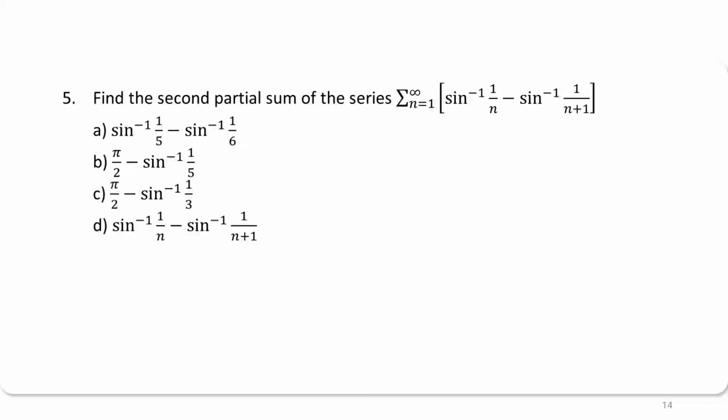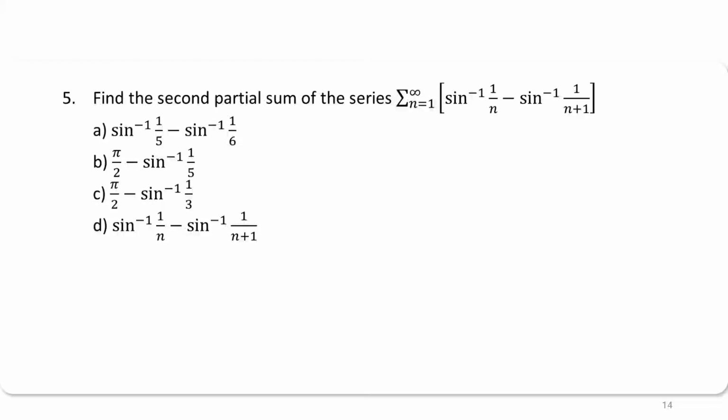Find the second partial sum of the series, summation n equal to 1 to infinity of sine inverse of 1 by n minus sine inverse of 1 by n plus 1. The first partial sum of the series is S1, and S1 is equal to U1. The second partial sum of the series is S2, and S2 is equal to U1 plus U2.